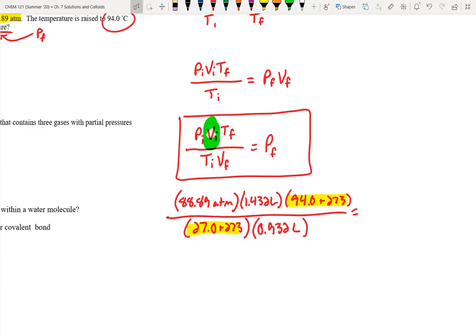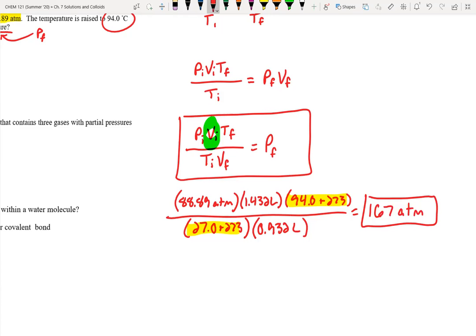And let's see. I'm getting an answer of 167 point and then a bunch of decimals, but we should only have 3 sig figs in our final answer. So I would say that this should be 167 ATM. Be my final answer for that one.